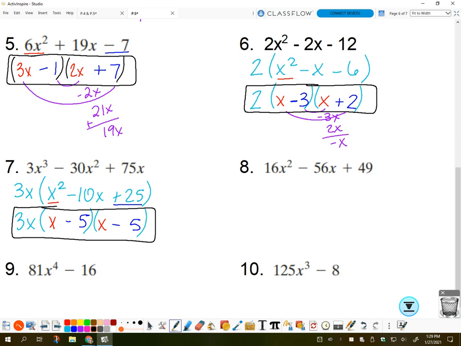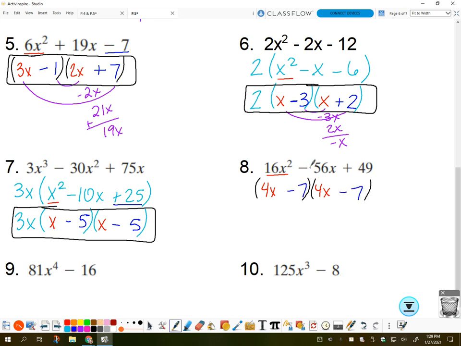All right, number 8. Let's see, 16, 56, and 49. I was thinking there was a GCF, but 49 is not divisible by 2. Or 4. So I'm thinking no. So just factor the trinomial. A tip that I have that I didn't tell you yesterday: when you notice that these are both perfect squares, I would use their square roots because that will 9 times out of 10 be what works. All right, so we want a 4x and a 4x and a negative 7 and a negative 7.